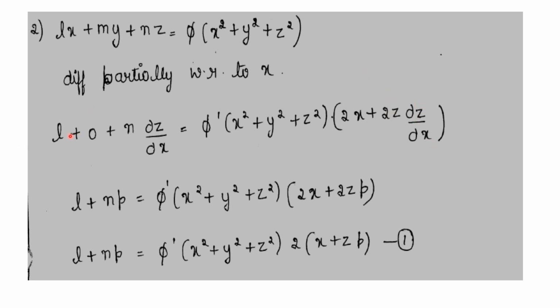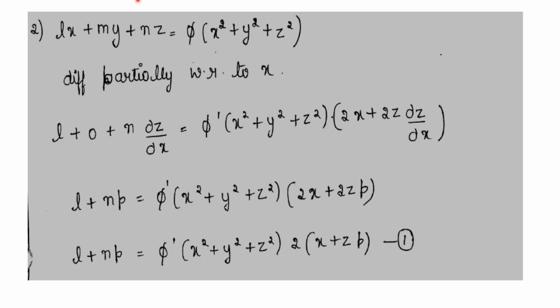So you get L plus N into dou z by dou x, which is P, equal to phi dash of x square plus y square plus z square into 2x plus 2z into dou z by dou x, equal to P. Now which is the common term here? 2 is a common term. So what will remain inside the bracket? That is x plus zp. So name this as equation 1.